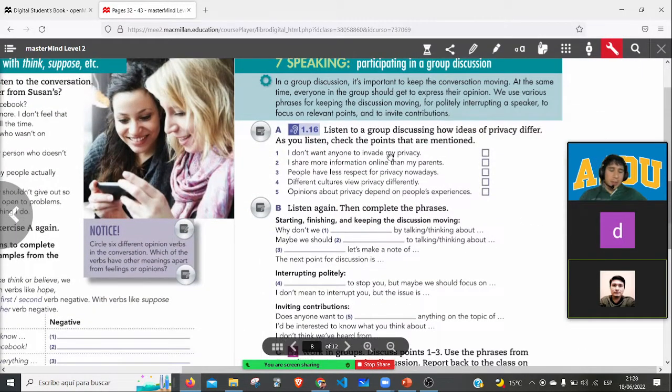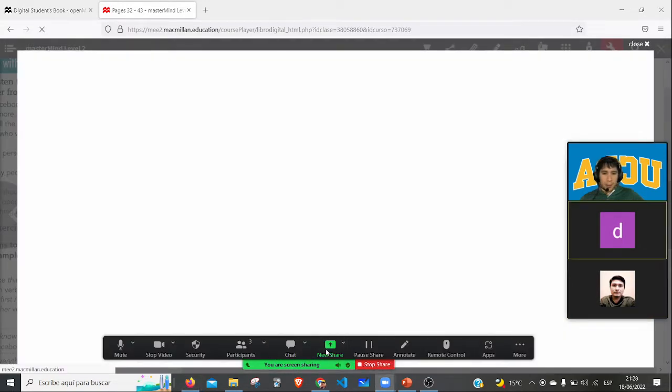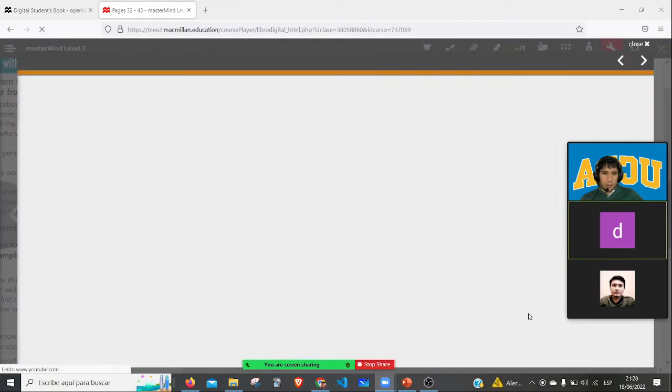Okay, listen to a group discussing how ideas of privacy differ. As you listen, check the points that are mentioned. You're gonna listen, then you're gonna put a tick or a cross, depending on what you want. Okay, so let me share my computer sound here.